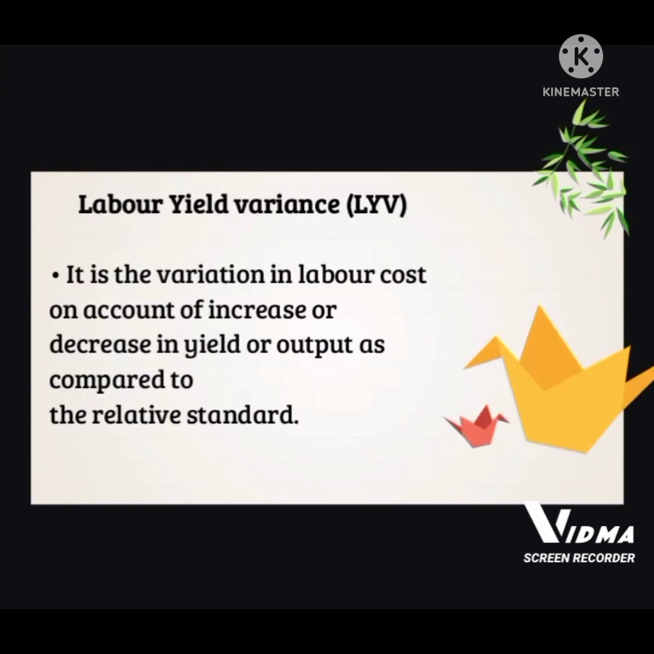Labor yield variance. It is the variation in labor cost on account of increase or decrease in yield or output as compared to the relative standard. The formula is actual yield minus standard yield from actual output into standard labor cost per unit of output.